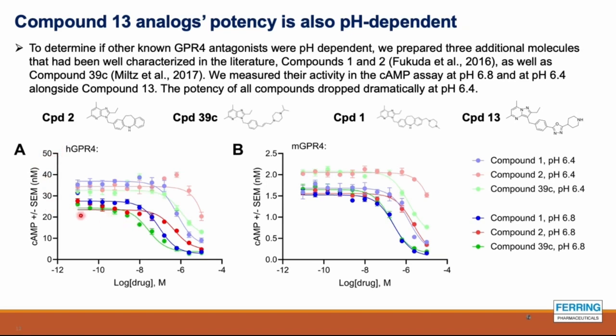For instance, for compound 39C in bright green here, it's about 100 nanomolar at pH 6.8, but as you can see in light green now, the curve is dramatically right-shifted, and it's now almost inactive, micromolar. And the most interesting compound out of those 4 was compound 2, because it did lack the basic amine present in compound 13, sort of confirming that the pH dependence was probably not due to this chemotype, but most likely to the mode of action of the compounds on the receptors.